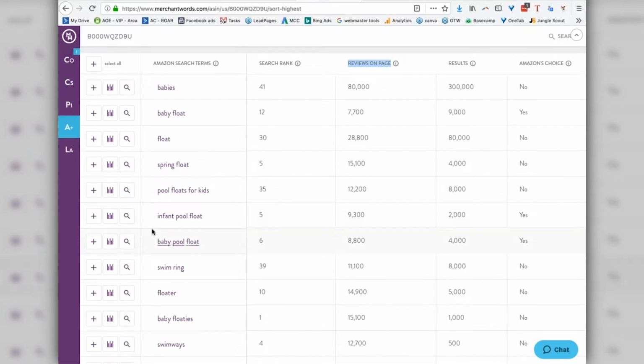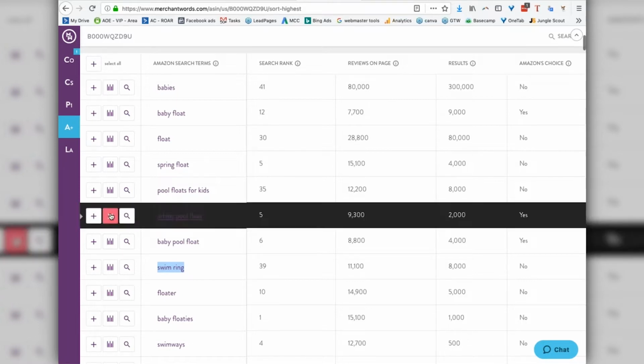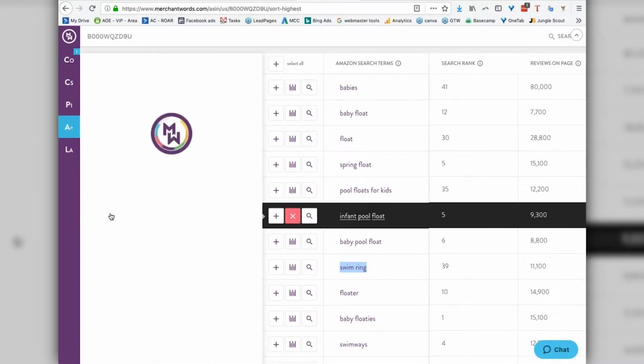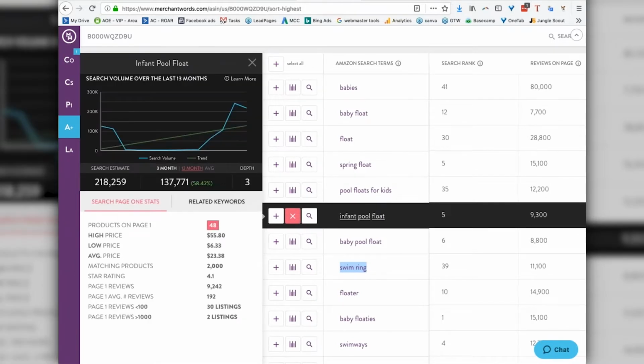Baby pool float. Here, look. Infant pool float. Here, look. Swim ring. Here, look. So they've all got like 9,000, 8,000, 11,000 results, 8,000 results, 4,000 results, 2,000 results. So let's just have a quick look at this. Infant pool float, okay? So let's just check this little thing here just to see what the data actually tells us. So this just allows us to drill down a little bit more.